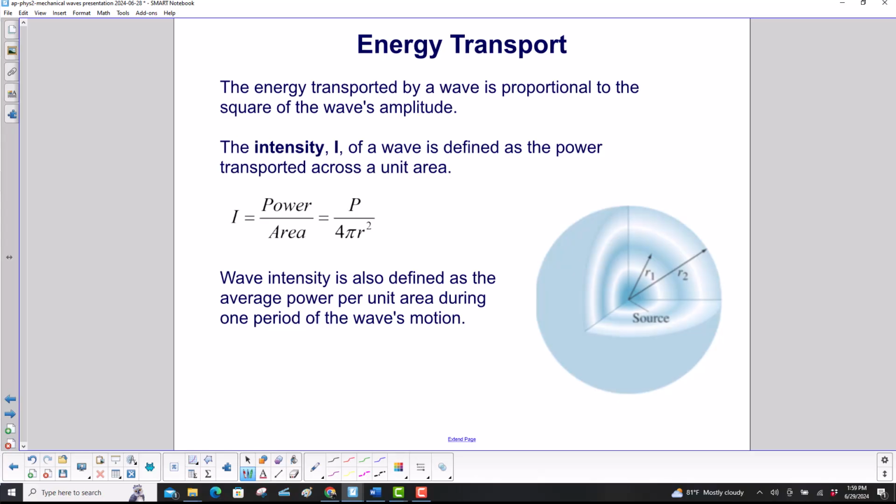The energy transported by a wave is proportional to the square of the wave's amplitude. The intensity, I, of a wave is defined as the power transported across a unit area. So that's power over area, which would be power over 4 pi r squared. That's your surface area of a sphere. Wave intensity is also defined as the average power per unit area during one period of the wave's motion.